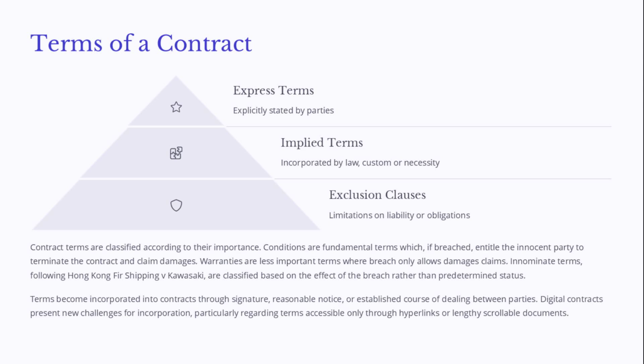Contract terms are classified according to their importance. Express terms are fundamental terms which, if breached, entitle the innocent party to terminate the contract and claim damages. Warranties are less important terms where breach only allows damages claims. Innominate terms, following Hong Kong Fur Shipping v. Kawasaki, are classified based on the effect of the breach rather than predetermined status. Exclusion clauses limit liability or obligations, often requiring specific incorporation through signature, reasonable notice, or course of dealing between parties.